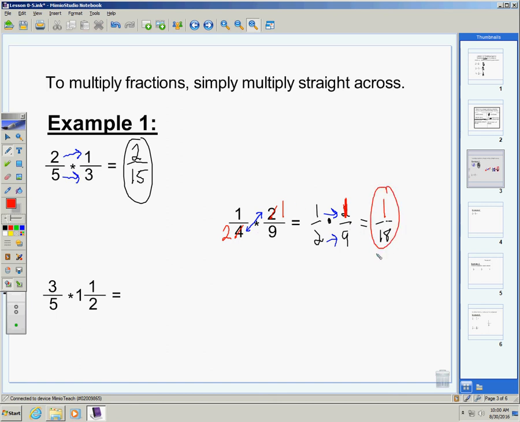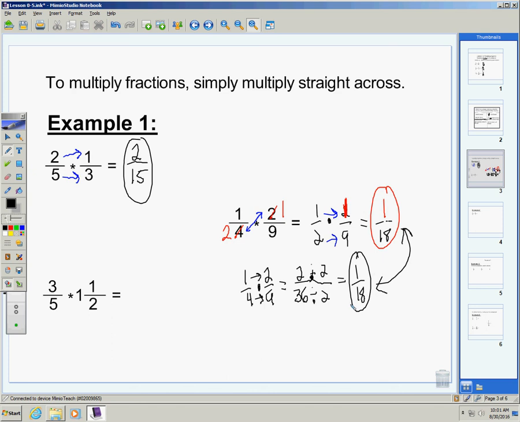Let's look at what happened, or would have happened if I had just done 1/4 times 2/9. 1 times 2, multiply straight across, gives me 2. 4 times 9 gives me 36. So I get 2/36, but you all know that I can simplify this fraction by dividing each of the numerator and denominator by 2. 2 divided by 2 is 1. 36 divided by 2 is 18. And look at that. I got the same answer if I cross-simplified first, or if I just multiplied and then simplified, which means I don't care how you do this.